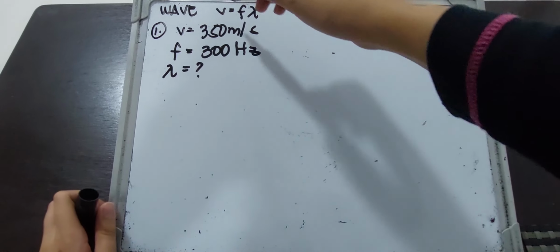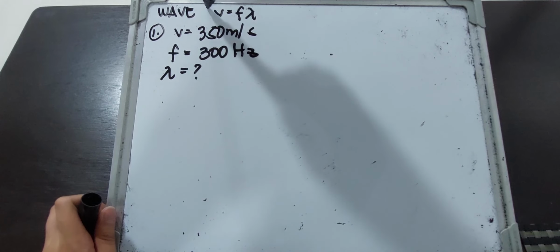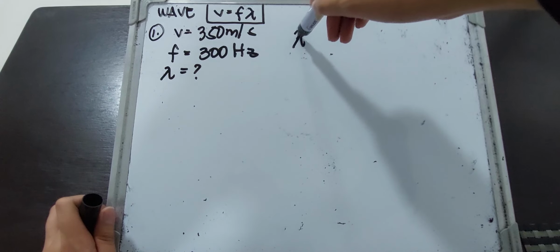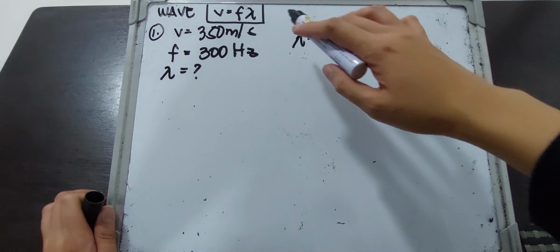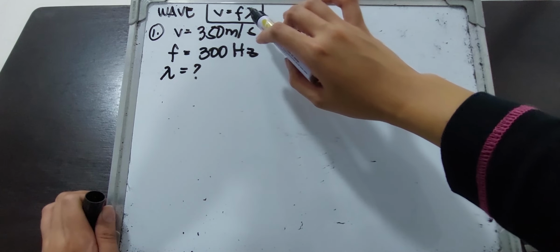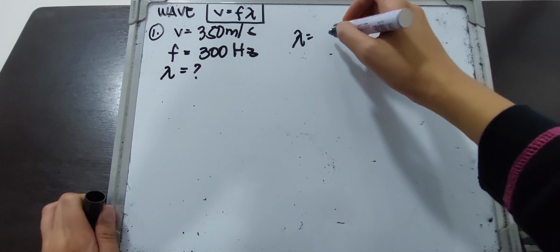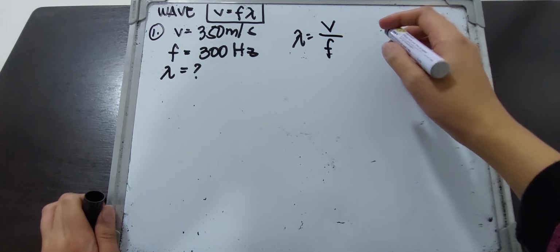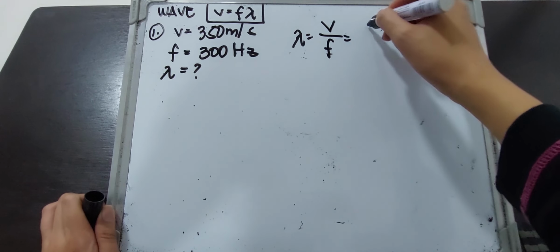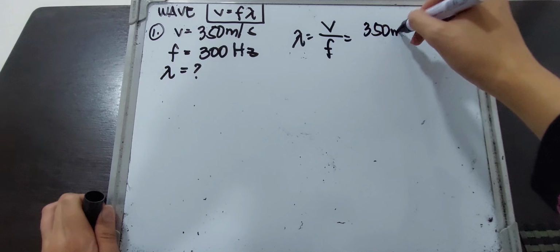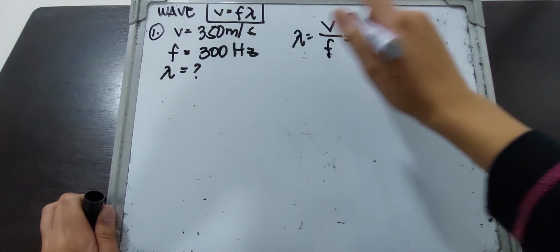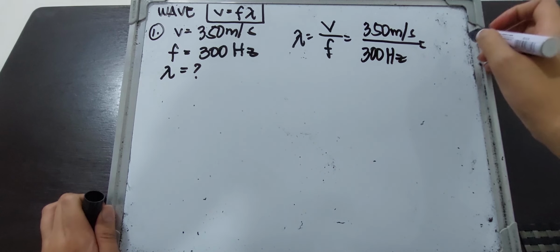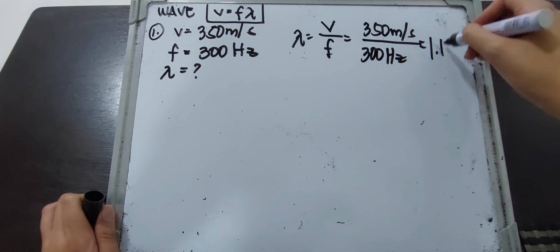So from our given and from this wave equation, we are going to solve for the wavelength. And our formula from here, you can use the triangle method. So we have speed of sound divided by the frequency. So substitute natin 350 meters per second divided by 300 hertz. Our answer is 1.17.